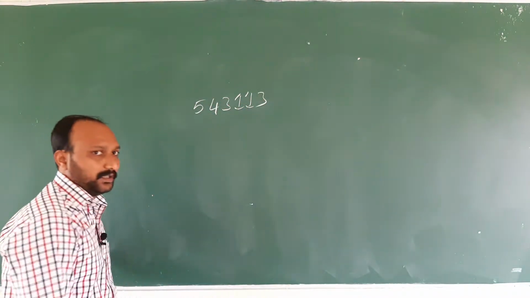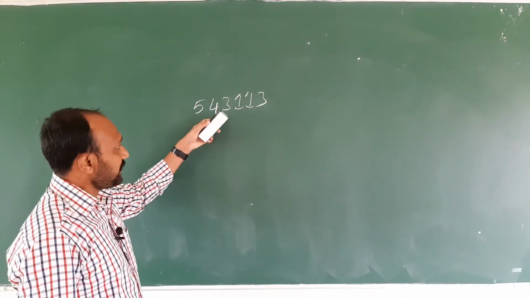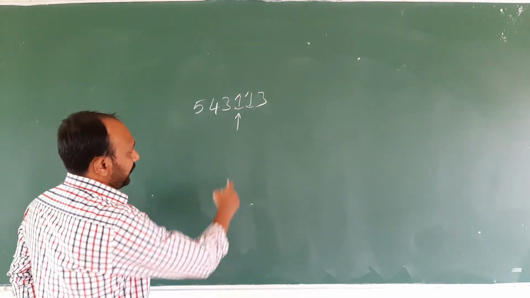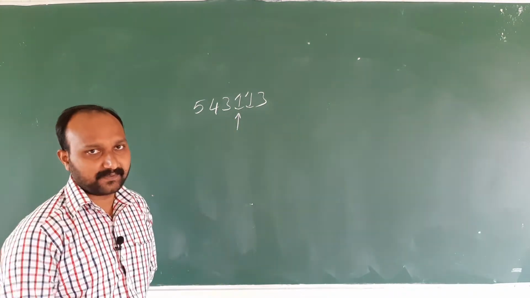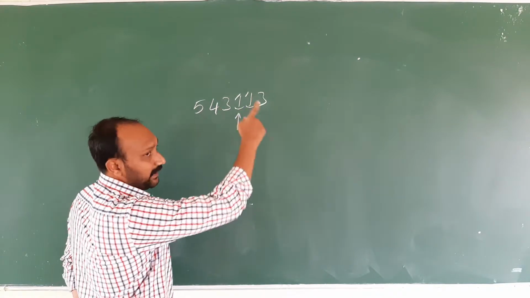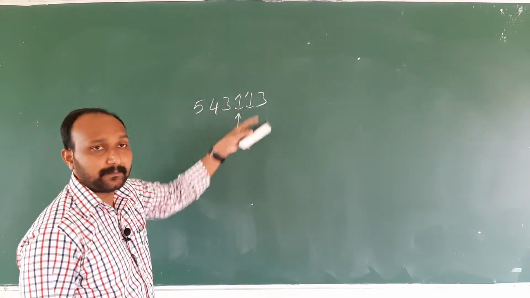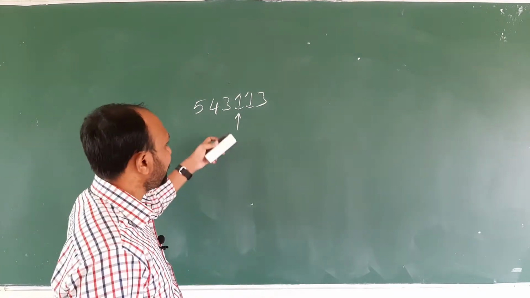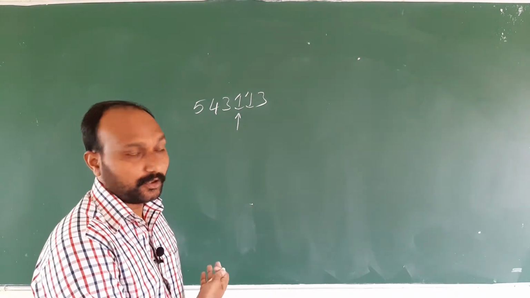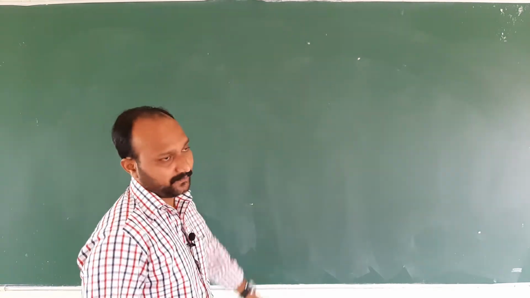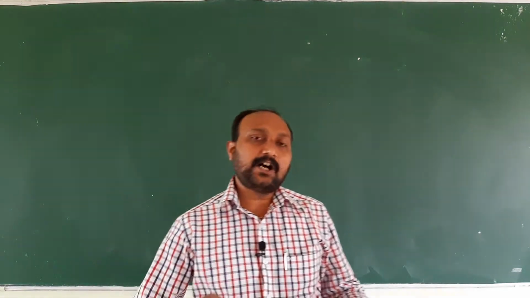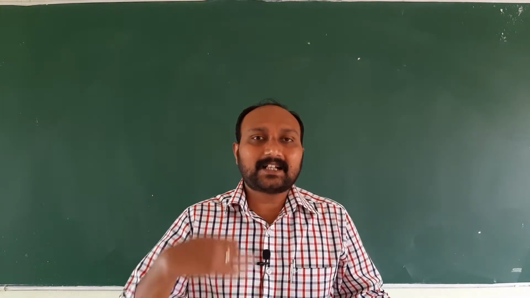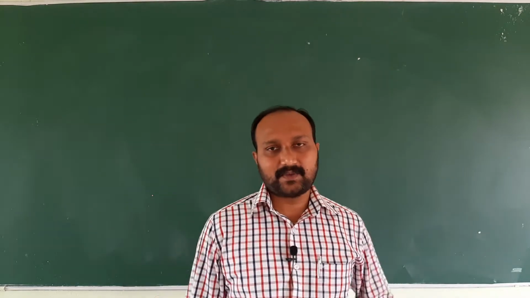543113. So, in this particular number, what is the frequency of occurrence of the digit 1? The frequency of occurrence of 1 is 2 times. What is the frequency of occurrence of the digit 7 in this particular number? The frequency of 7 is 0 because that particular digit 7 is not at all there. So, I hope now you have understood what is frequency. Frequency is nothing but how many times a particular variable or unit has occurred.